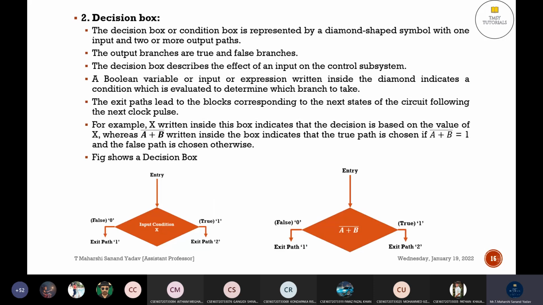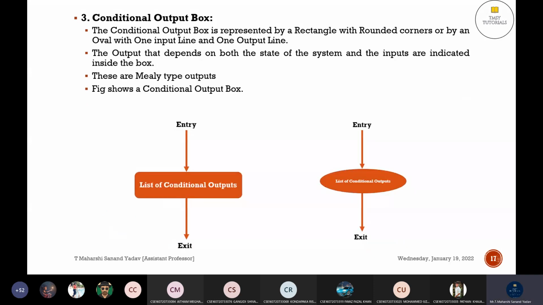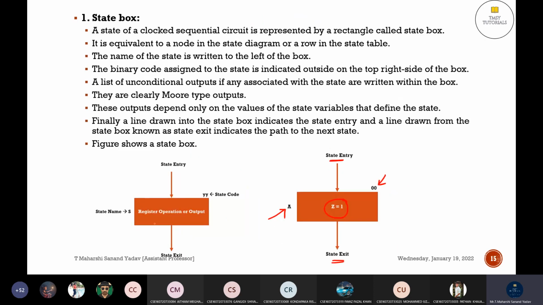Decision box. The decision box is nothing but a rhombus box. If I give some input, it will check the condition whether it is true or false. Always 1 means true and 0 means false. Last one is the conditional output box. This conditional output box will be used only for Mealy, not for Moore. List the conditional outputs here, and it contains some entry point followed by some exit point. So just remember these three boxes so that we can start drawing the ASM charts.